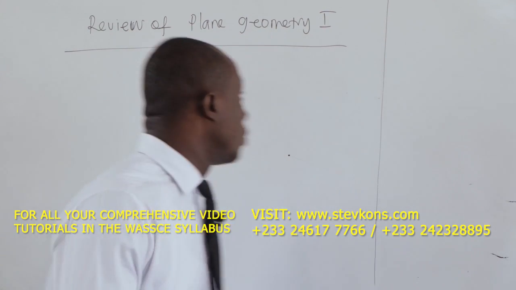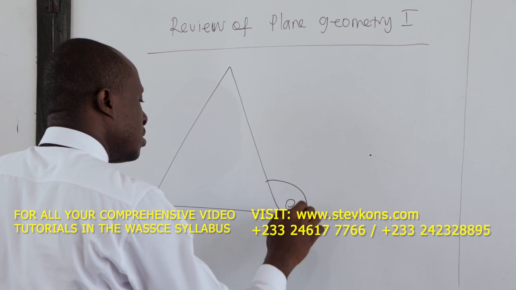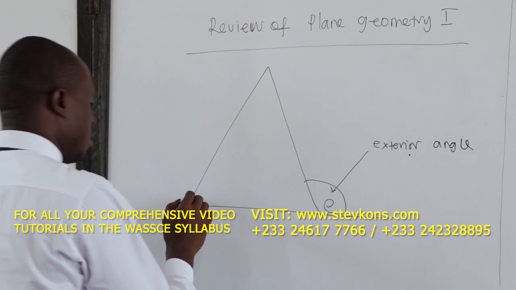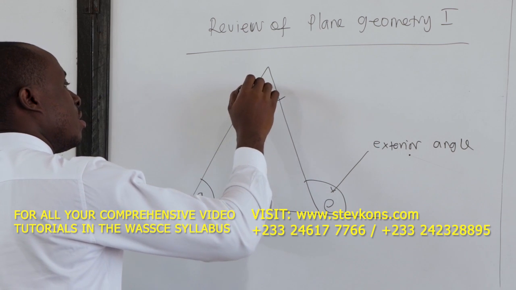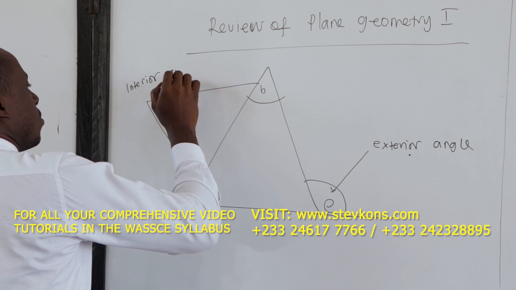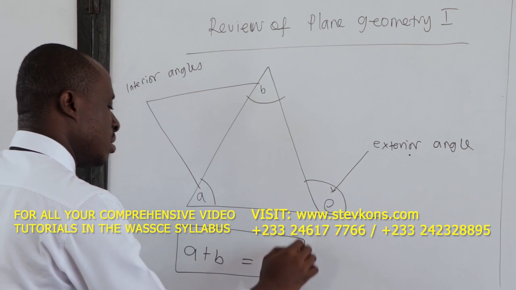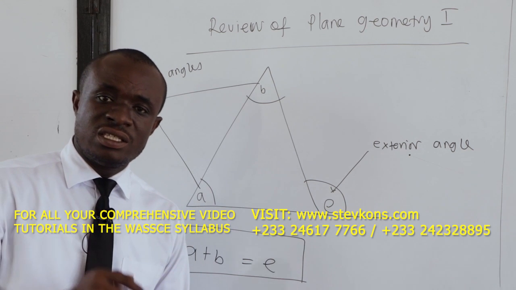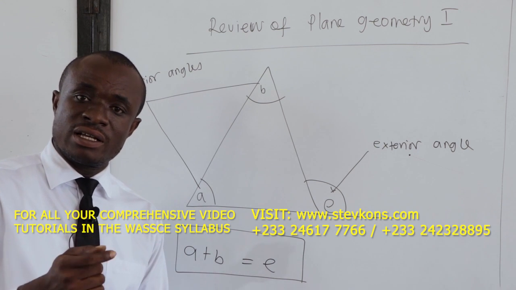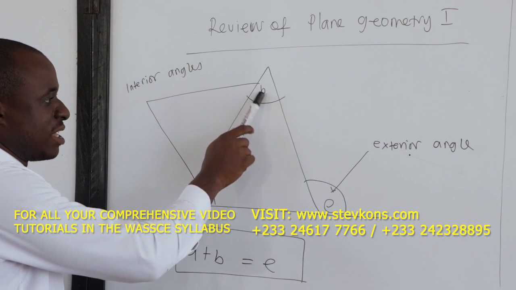Now a major thing too that we are supposed to know is this. If we have a triangle, let's suppose that this is the exterior angle. Let's suppose we have A here, we have B here, the interior angles. Now we are saying that A plus B is equal to E. Why that? The sum of the opposite interior angles is equal to the exterior angle. We'll be proving it later. So this is the opposite interior angle. It is opposite to this. So A plus B is equal to E.